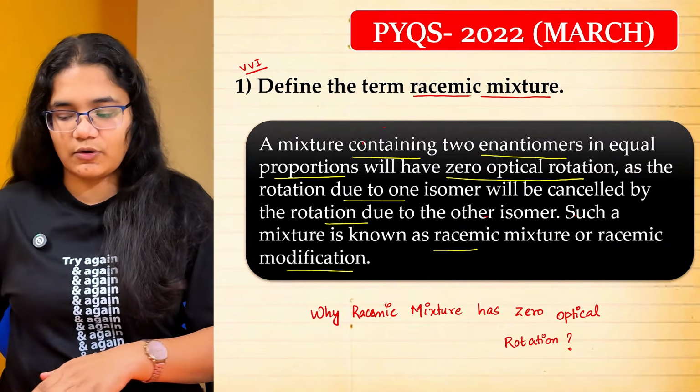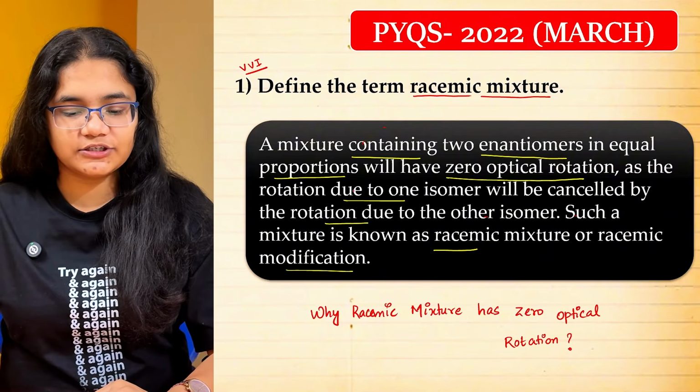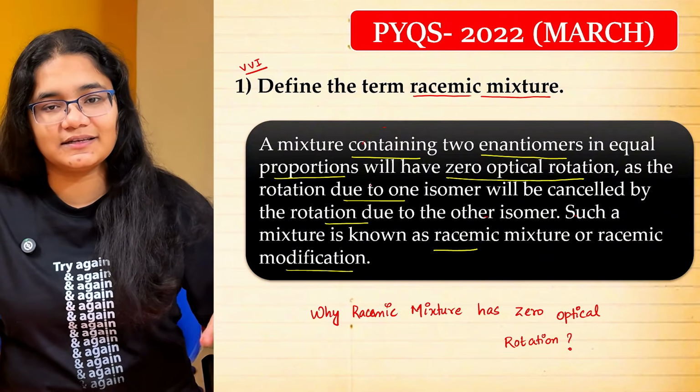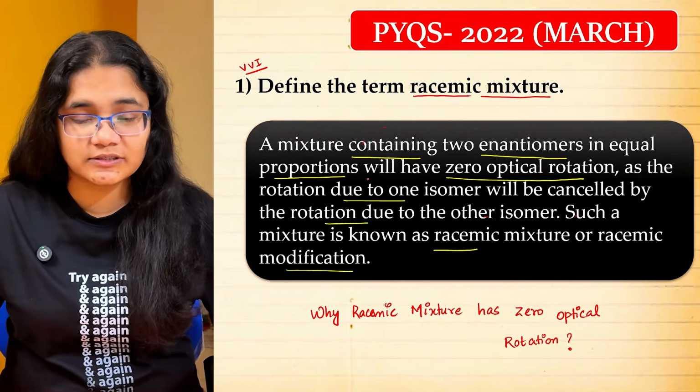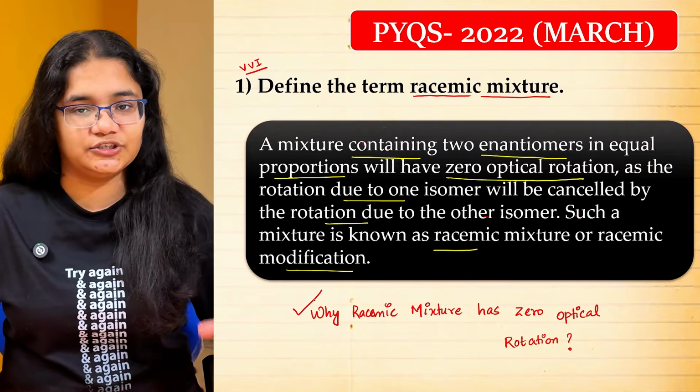Okay, so this can also be a question, and I think you have already understood the answer: the rotation of one isomer is cancelled by the rotation of another isomer because both are opposite and equal in proportion. Okay, so this also can be a potential question.